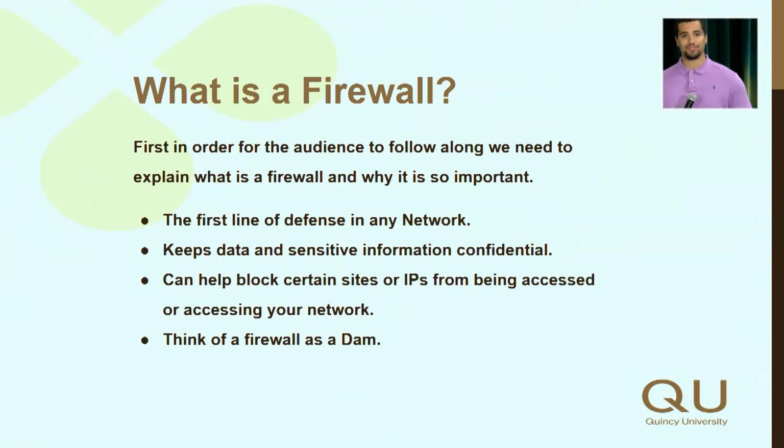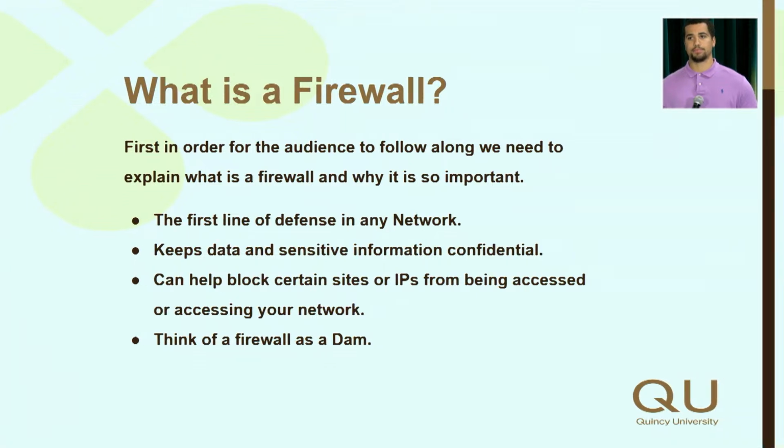So in order for you to follow along, I have to explain what a firewall is for people who don't really know. Whenever you have a network, you have traffic coming in and out, and you have to have something to protect that information that could be sensitive or just information you don't want to get out. So you have a firewall, which is the first line of defense in your network. It keeps data and sensitive information confidential and can help block certain sites or IPs from being accessed, or you accessing them. You can think of a firewall as a dam.